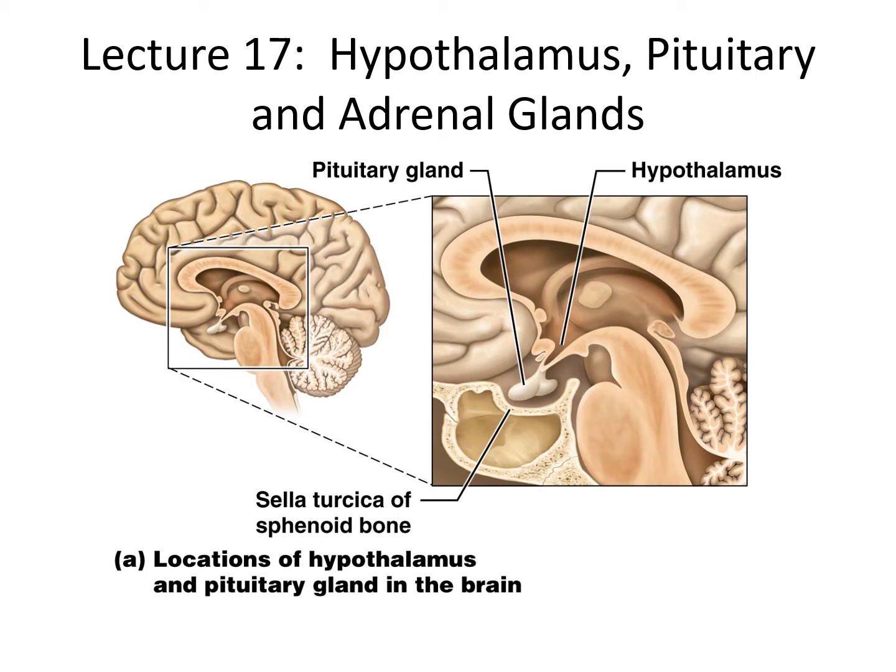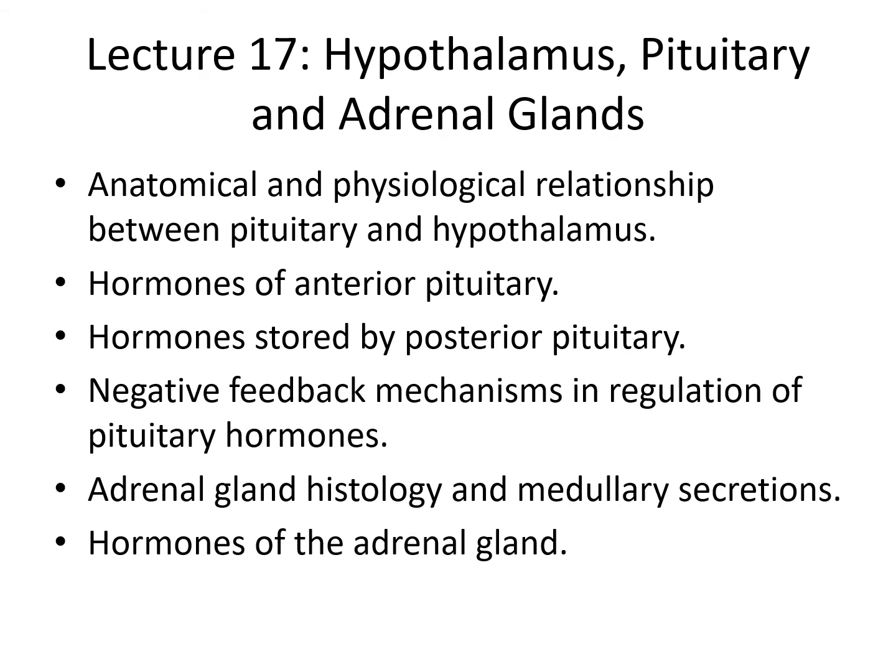And we'll finish off with talking about the adrenal gland, which we talked briefly about when we talked about the sympathetic nervous system. So pretty much these lectures will cover both the anatomical and physiological relationships of these endocrine glands. Here, the hypothalamus and the pituitary gland and the adrenal gland. So make sure you know the basic structures and their function and the names of the hormones and what they do.